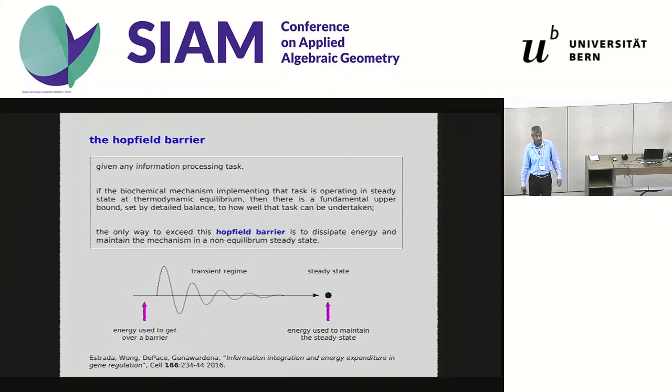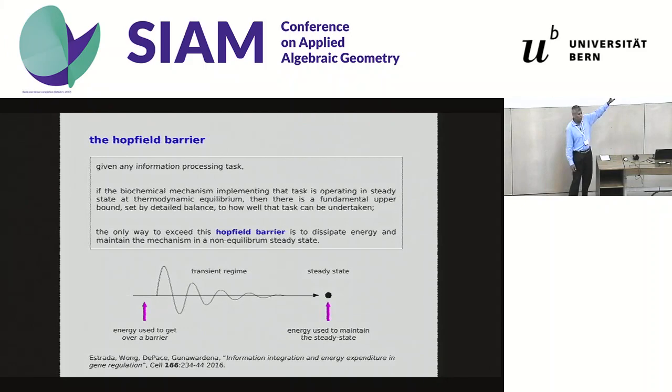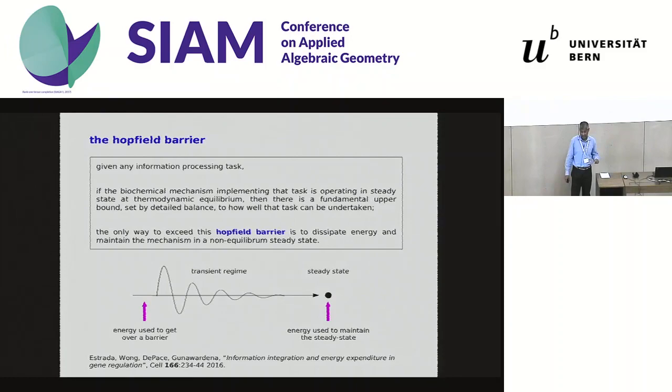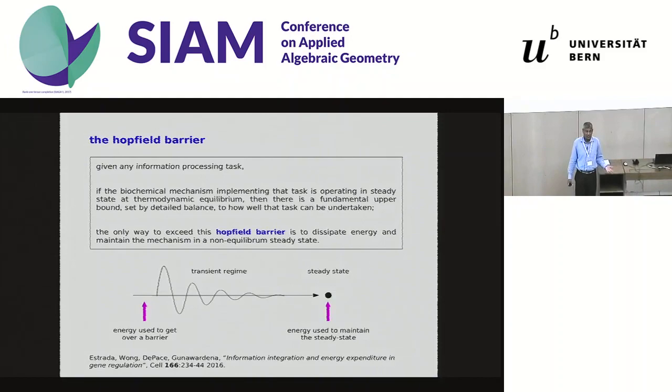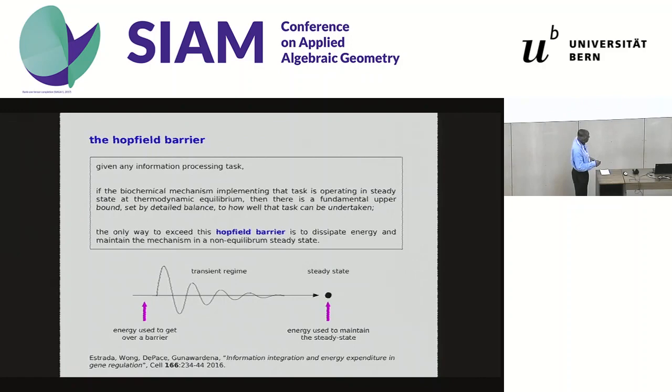Okay, so I just wanted to point out that there's a lot of subtlety under the hood here as to how energy gets used in the cell. The thing you might think when someone says there's lots of energy going on in the cell is that the energy is just used to get over a barrier, and it's not really being used to maintain the steady state. What I'm going to talk about today is the possibility that the energy is being used to maintain the steady state, as Hopfield was talking about.